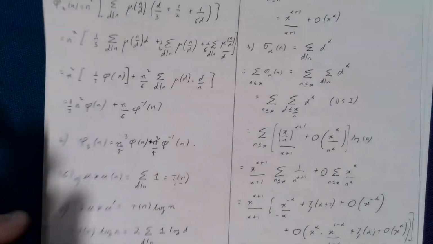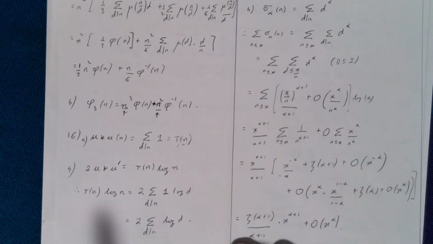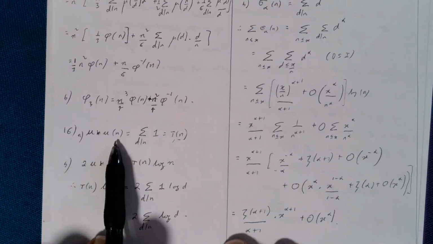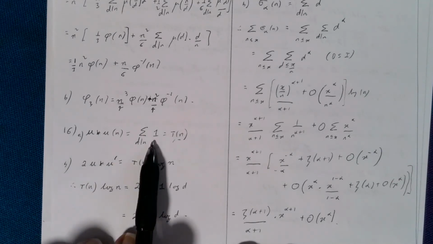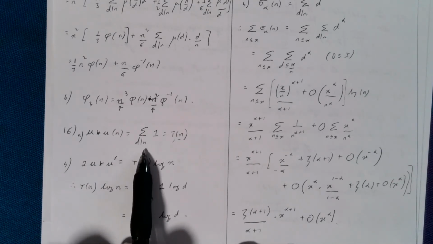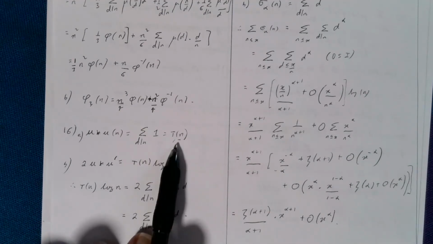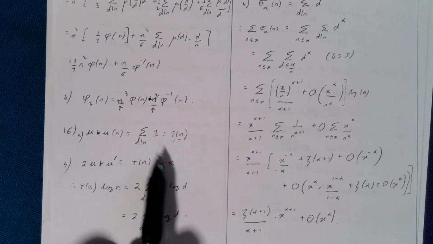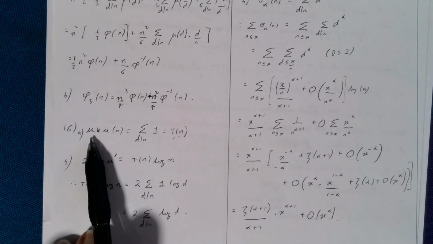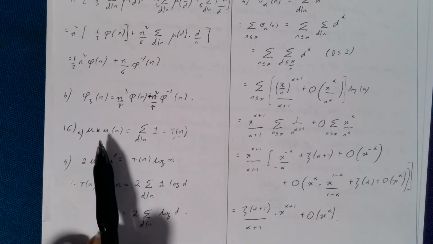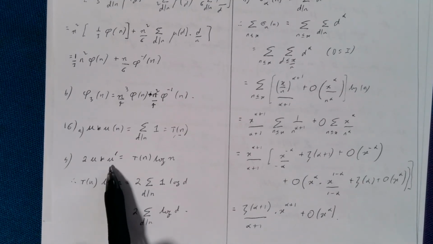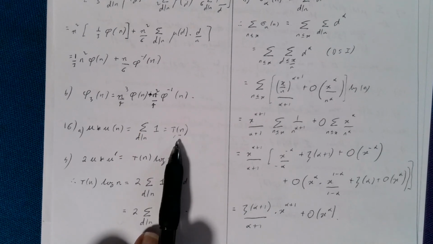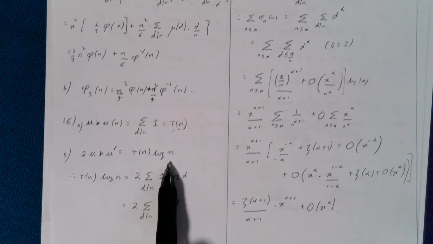Very simple exercise, this one. In fact, if you take the convolution, u of n, remember, is just equal to 1, so this just gives me the sum over the divisors of 1. The divisors of n, you write down 1, well by definition that's just tau of n. Now the interesting thing is if we take the Dirichlet derivative here using the product rule, so we get first by the Dirichlet derivative of the second plus the second by derivative of the first, which is just twice u dashed. And the Dirichlet derivative of tau of n is just tau of n log n by definition.